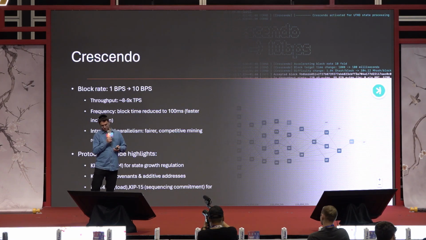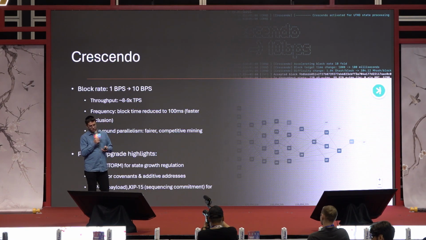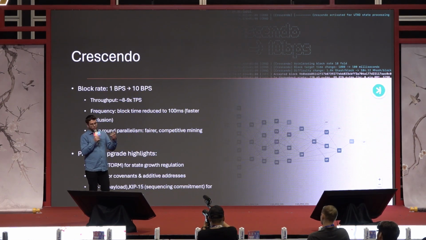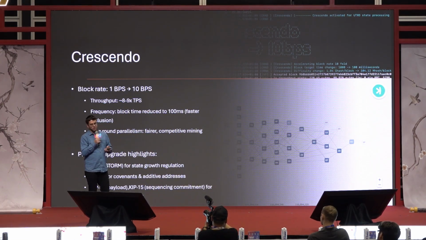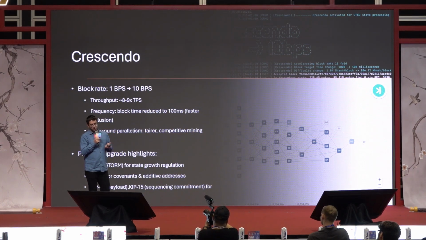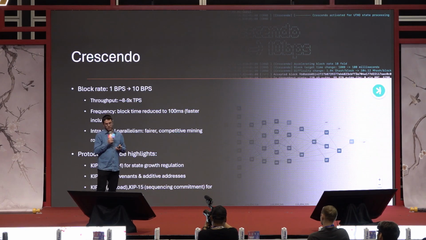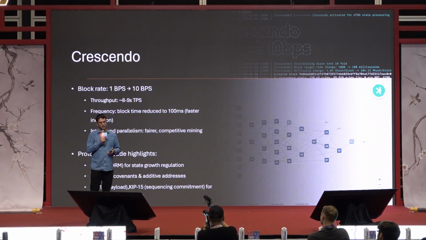Besides 10 BPS, we also have a few significant upgrades, which were developed throughout the last 2 years. Jonathan mentioned Storm, which is also known as KIP-9, a solution for preventing state growth or state bloat at Kaspa's L1 state, not L2 state.